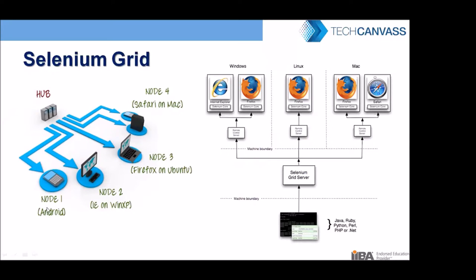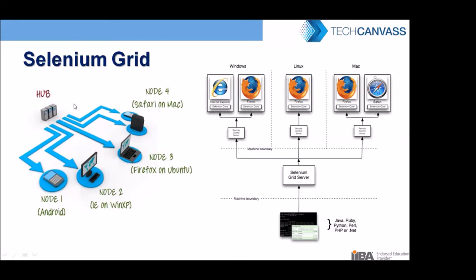As we can see from this diagram, we can establish a client-server relationship here. So the hub will act as my server, and these nodes will act as my clients. But in Selenium, we refer to them only by these terms. The hub is the central point wherein we instantiate and divert our code to different clients, or nodes, that are registered on this hub.